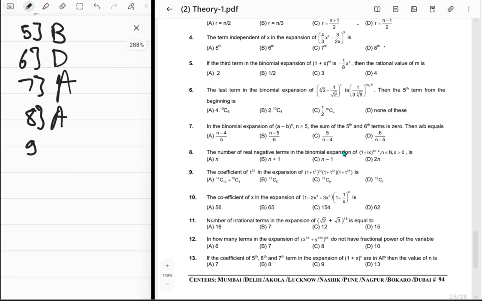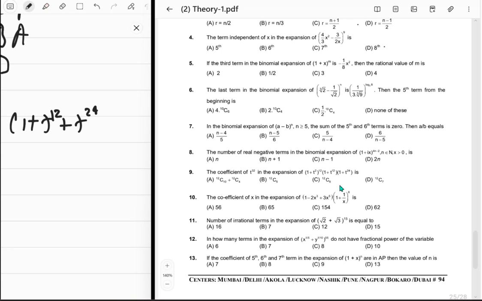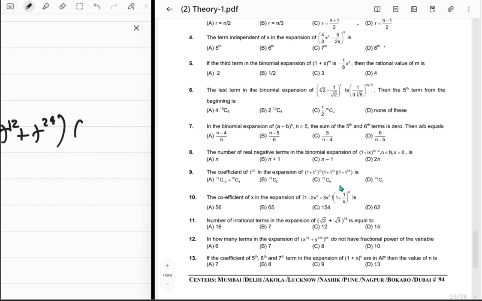Okay, 9th. The question is the coefficient of t power 32 in the expansion of 1 plus t square power 12, 1 plus t power 12, 1 plus t power 24. And you want t power 32 over here. It's gonna be weird. It's got 1 plus t power 12 plus t power 24 plus t power 36, which I'll ignore completely. And it's got 1 plus t squared power 12, right?